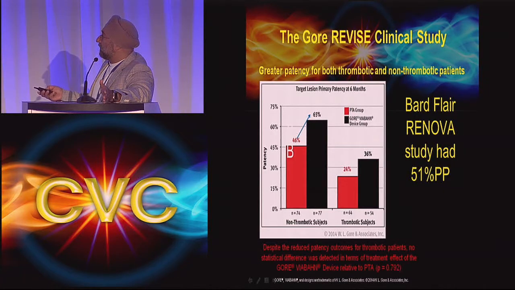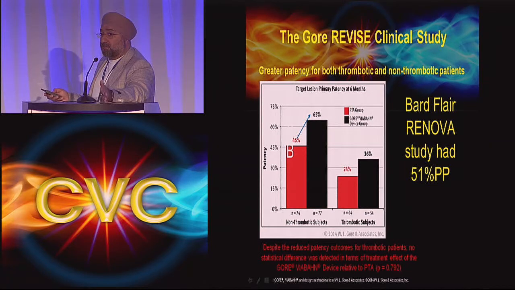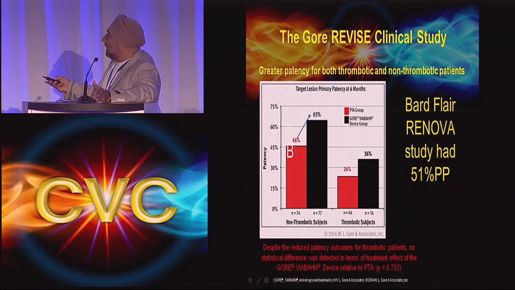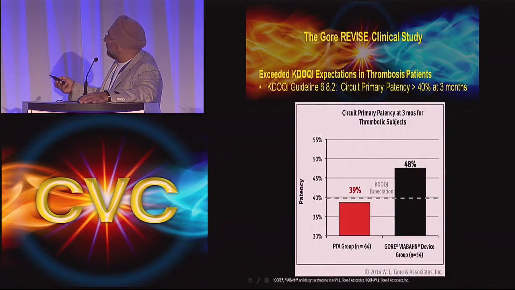You can put an endograft. The ones that thrombose don't do well, so that's why we do surveillance to make sure the graft doesn't clot off and you catch them earlier. And between angioplasty and putting a graft, you've got almost a 20% difference. So you know patients are going to do better, even so in the thrombosis patients. The RENOVA study was very similar, but for the Bard flared stent.